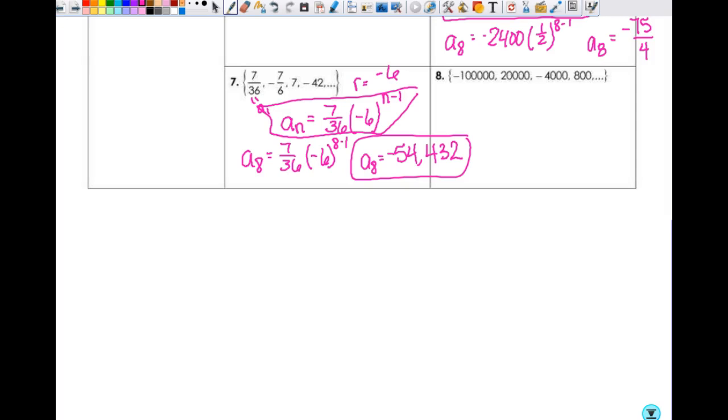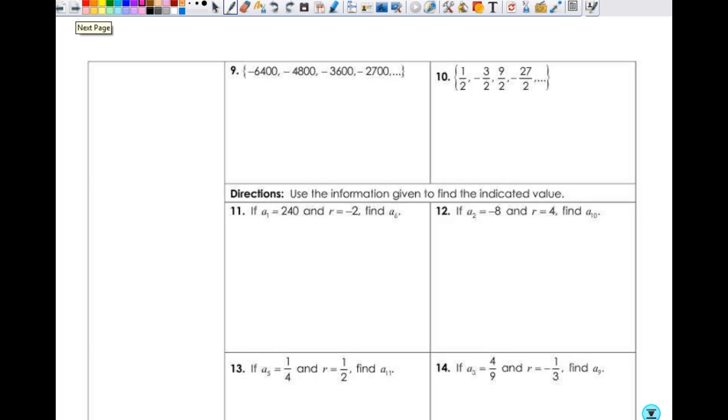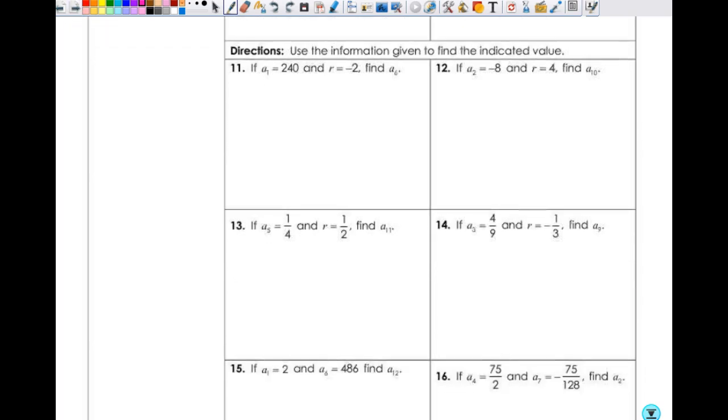And we are going to jump to number 11. All right, so over here off to the side, I'm going to rewrite that little equation. We have a sub n is equal to a sub 1 times r to the n minus 1 power. So this says use the information given to find the indicated value. They gave me a1, they gave me r, and I'm looking for a6. So a sub 6 is equal to a sub 1, which is 240, times r, which is negative 2, to the n minus 1 power. So that is the 5th power, 6 minus 1, and that's 5.